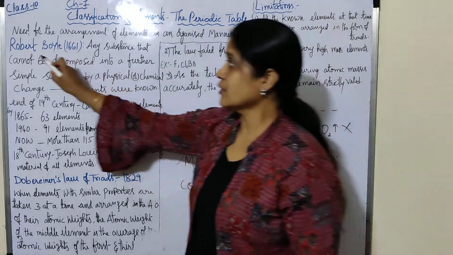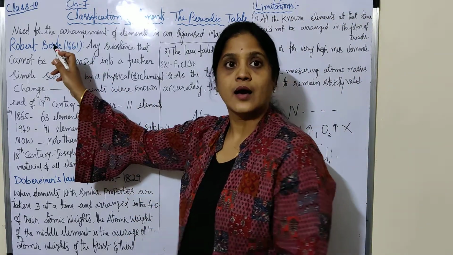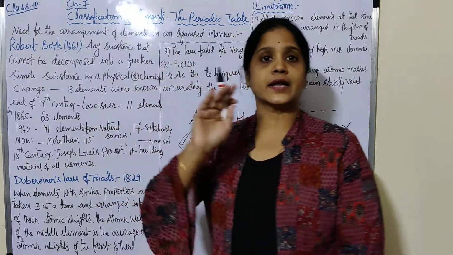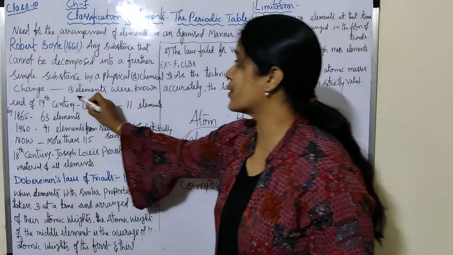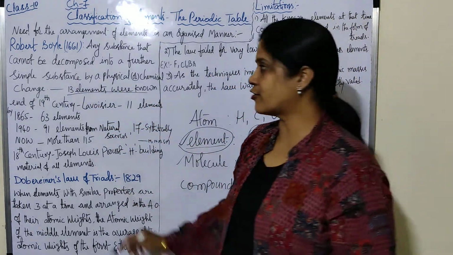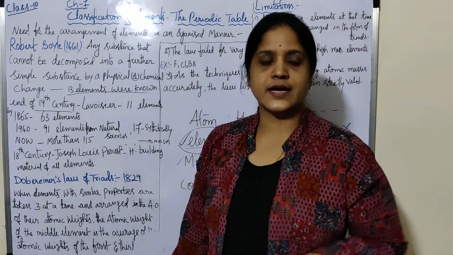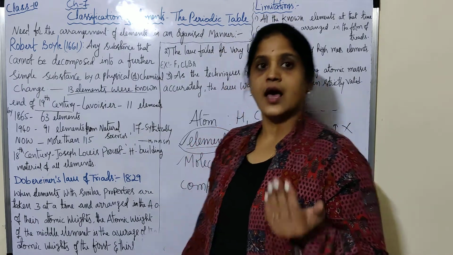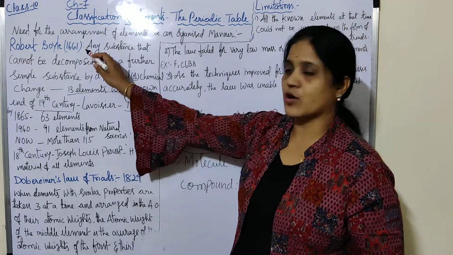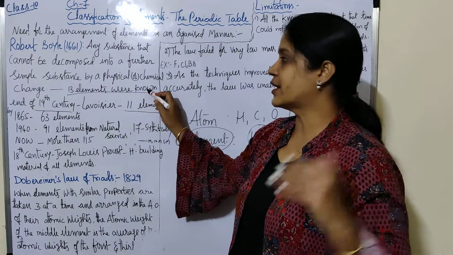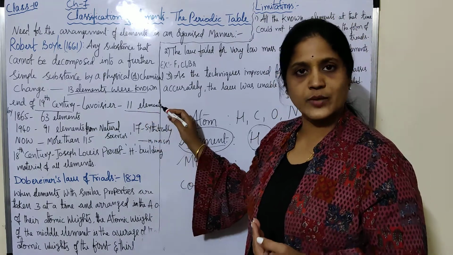Now you see Robert Boyle, 1661. By his time, 13 elements were known. At that time, how many elements were known? 13 elements. At the end of the 19th century, another scientist, Lavoisier, in his time 11 more elements were discovered. In Robert Boyle's time, 13 elements were discovered; then at the end of the 19th century, in Lavoisier's time, 11 more elements were discovered.